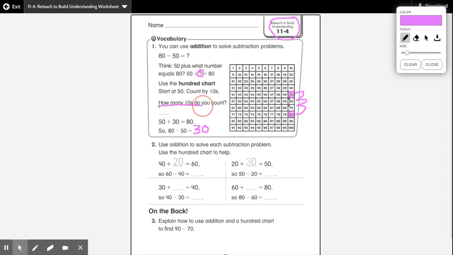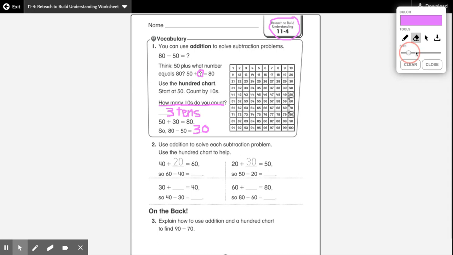Okay, so now it says, how many tens did you count? Well, I counted 1 ten, 2 tens, 3 tens. So I counted 3 tens. Okay, so now we're going to move on to number 2. They kind of did number 2 for us already. Well, I'll explain how we're going to solve that problem.